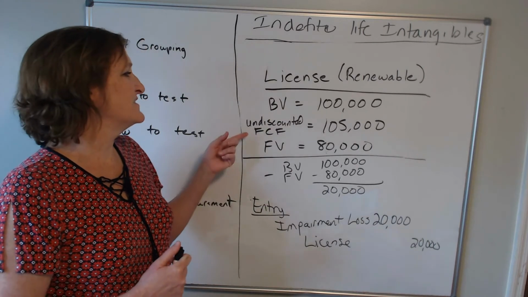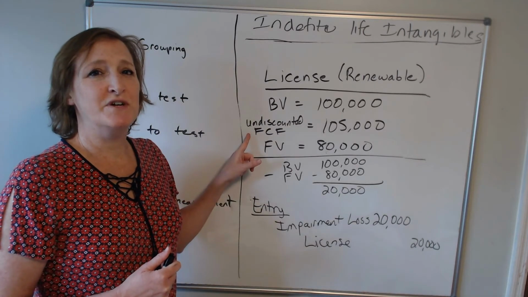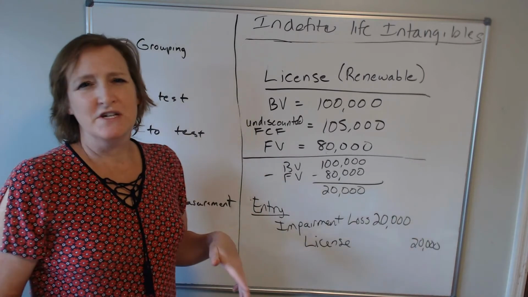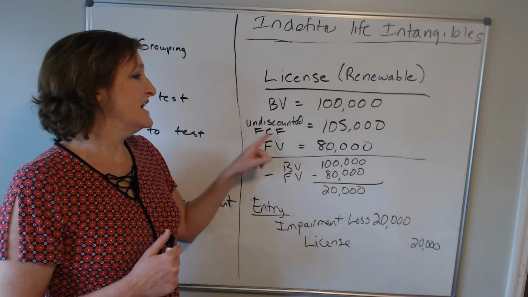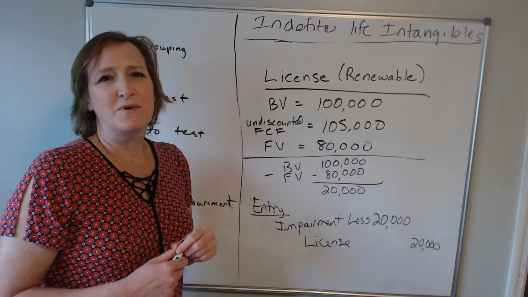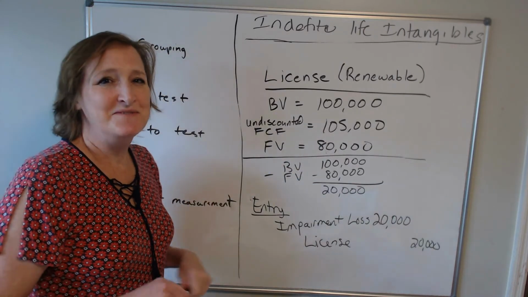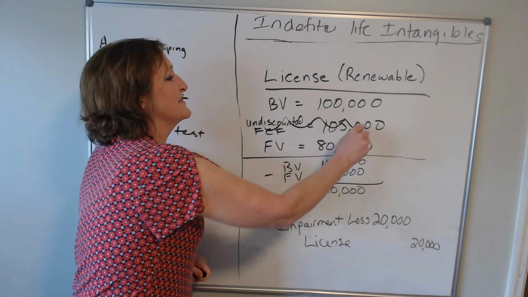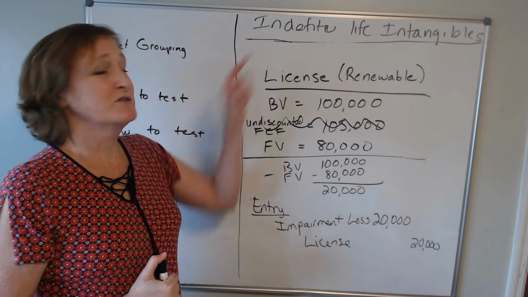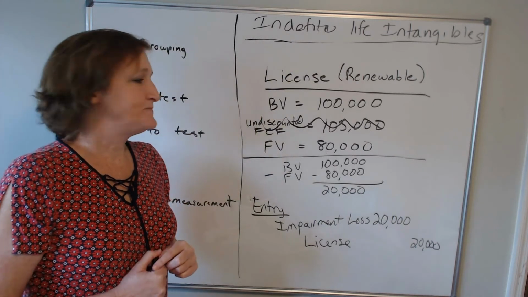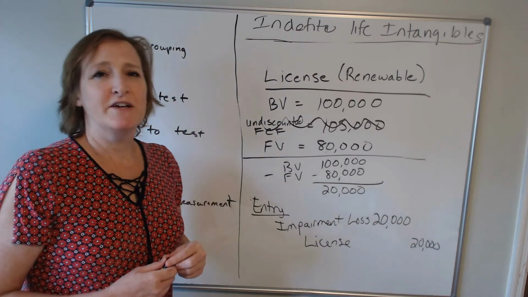Let's say they give us undiscounted future cash flows. They add up all the future years that you might be using this license, and they determine that the undiscounted cash flows are 105. Well, guess what? That doesn't matter. They're trying to trick you. Okay, watch out for that. All right, so we don't use a step 1 assess recoverability test when we deal with indefinite intangibles. All right, they give us fair value as well.